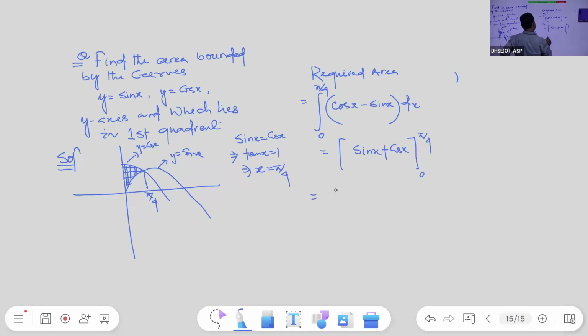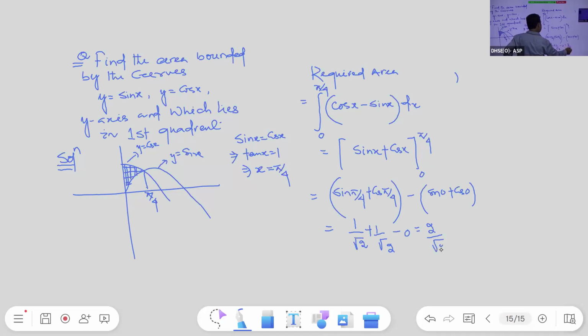This is equal to sin pi over 4 plus cos pi over 4, minus of sin 0 plus cos 0. Sin pi over 4 is 1 by root 2. Cos pi over 4 is 1 by root 2, minus 1. This is equal to 2 over root 2, which is equal to root 2.